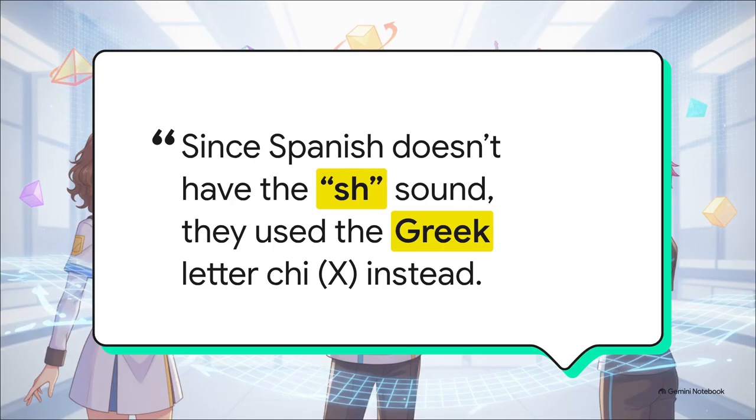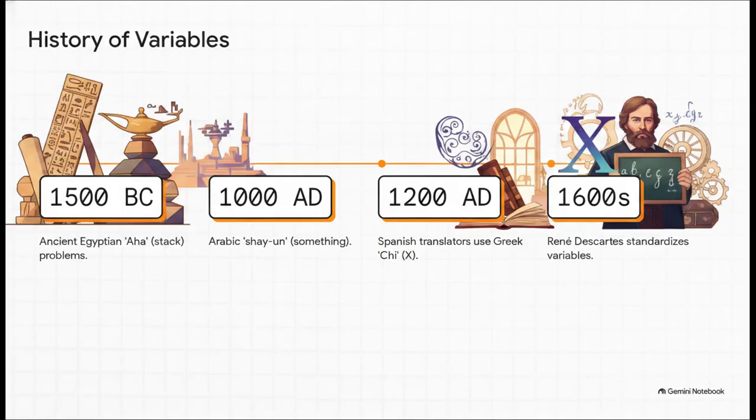As Terry Moore points out in Cosmos magazine, a huge chunk of our mathematical foundation came directly from Arabic texts. The Arabic word for an unknown quantity was shay'un, but when Spanish scholars were translating this, they hit a major roadblock. The Spanish language doesn't have a sh sound. So their workaround? They just borrowed the Greek letter chi, which happens to look exactly like our modern X.